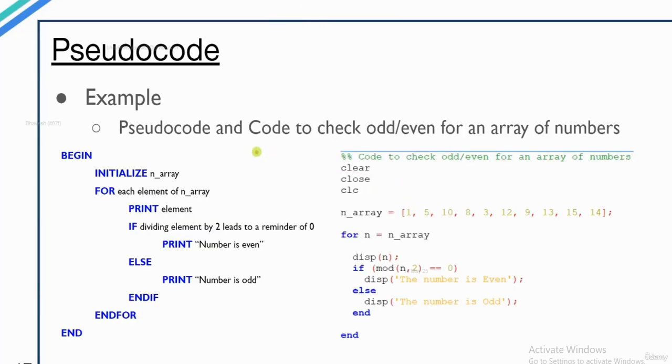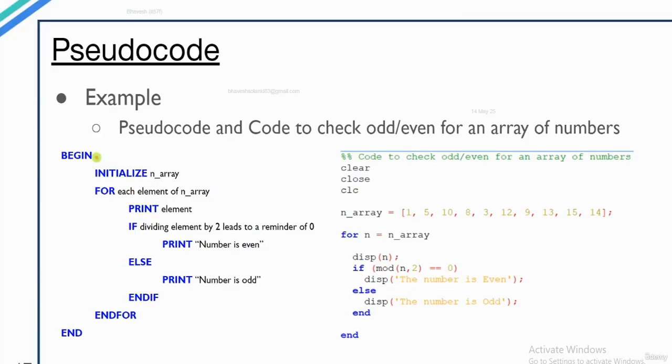Here is an example of how a pseudocode is written. So we're writing a pseudocode to classify a number as odd or even from an array of numbers. What we want the code to do is first create an array, and for each element inside the array, check if that element is even or odd, and then display a respective statement saying the number is even or the number is odd. So that is what we want the code to do. Now let us go through the pseudocode for the same.